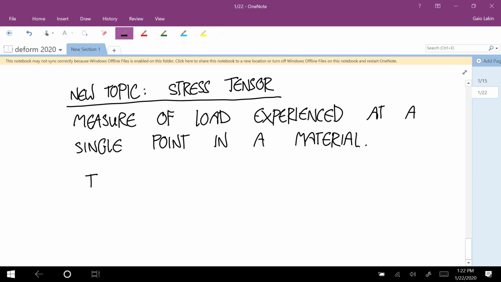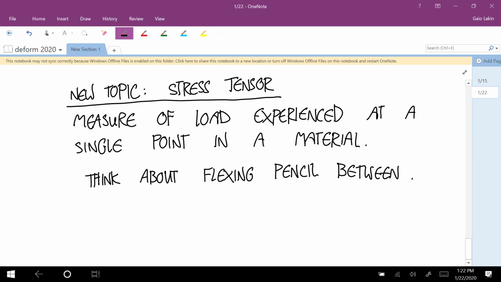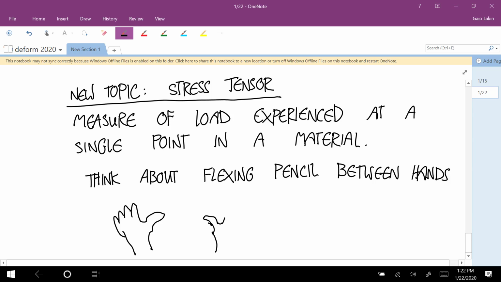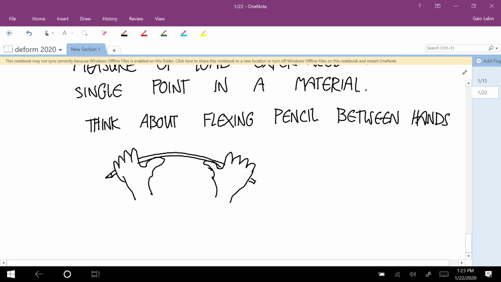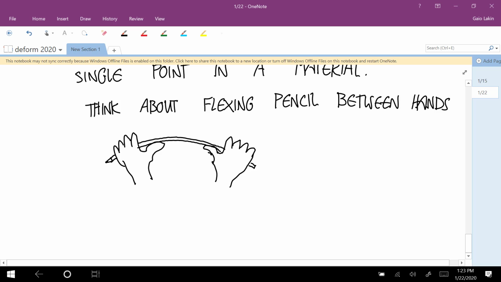think about flexing a pencil between your hands. Well, that's a pretty long pencil. But it's a crazy novelty pencil. If you kept doing that until it broke, where would it break? Okay, well, first, what's a free body diagram?